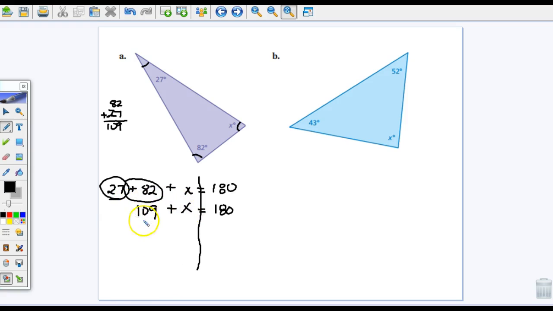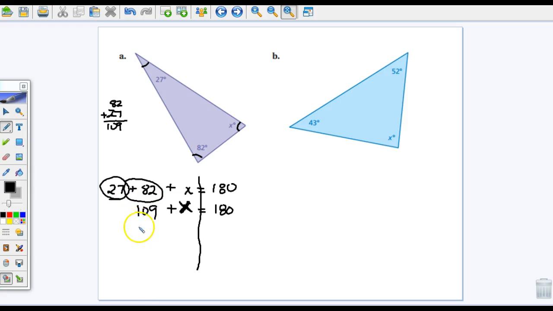Next, I want to do my one-step equation. I want to have x all by itself. My goal is to solve for my variable. My variable in this case is x. So in order to move this, remember this is like a scale and I have to keep it balanced. To move this from this side, I have to do the opposite of whatever this is.